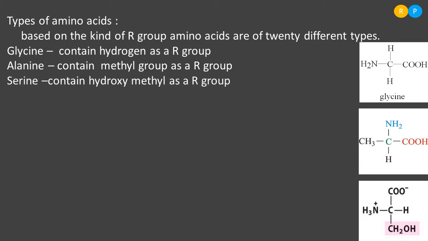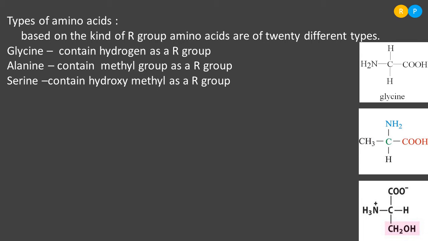Then one more example is serine. In the case of serine, the R group present is hydroxymethyl. So if hydroxymethyl is present in the variable R group, that amino acid is named serine. Understood, children? So this is how we divide the amino acids into a number of different types.